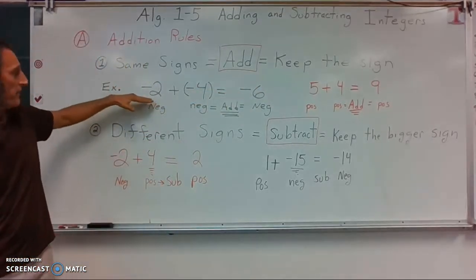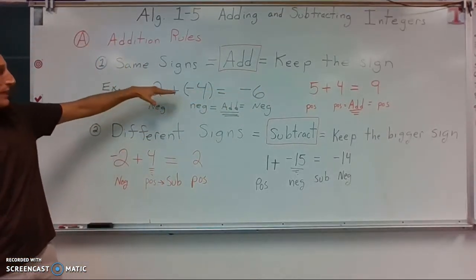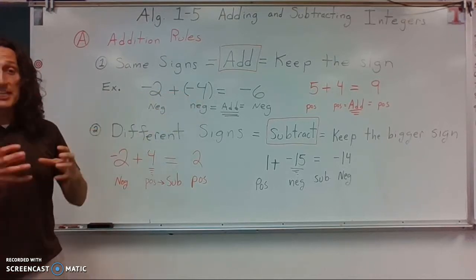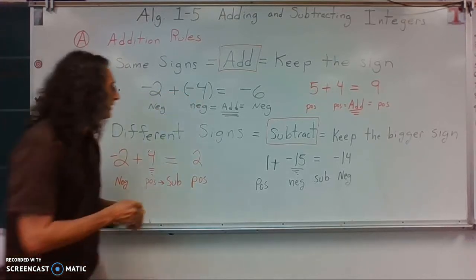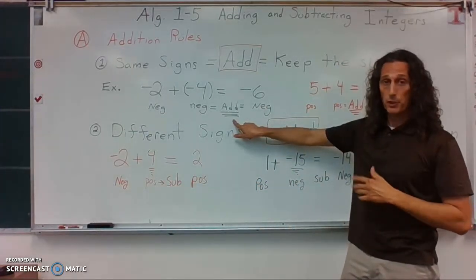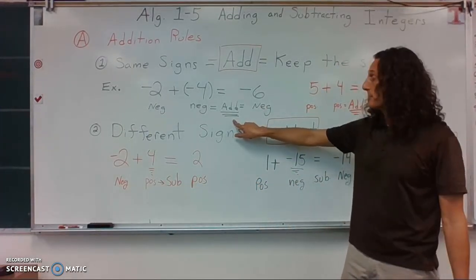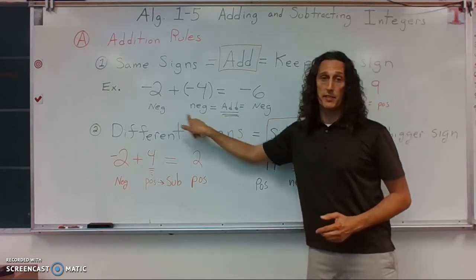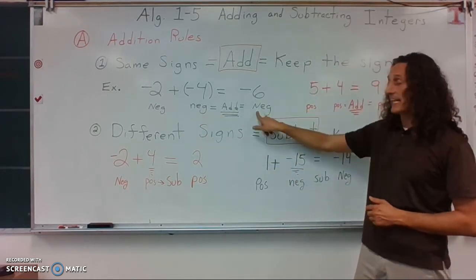So right here, we have a -2 plus a -4. Well, they're both negatives. They're both team members. So what we're actually going to do is we're going to add them up. So you just go 2 plus 4 is 6. But remember, what team are they on? They're part of the negative team, so their answer should be a -6.